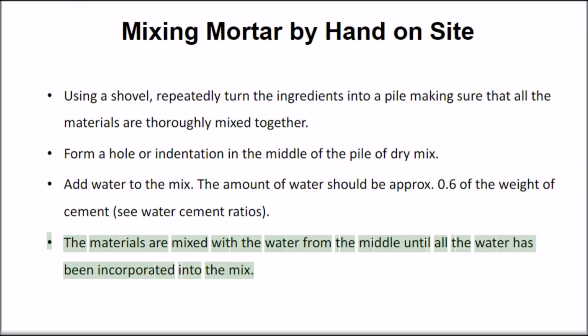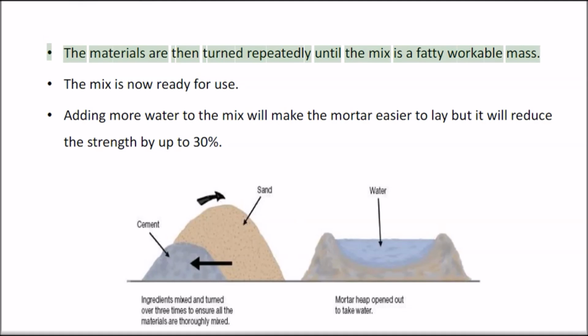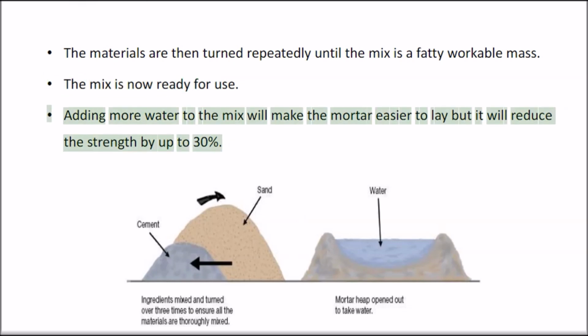The materials are remixed with the water from the middle until all the water has been incorporated into the mix. The materials are then turned repeatedly until the mix is a fatty workable mass. The mix is now ready for use. Adding more water to the mix will make the mortar easier to lay, but it will reduce the strength by up to 30%.